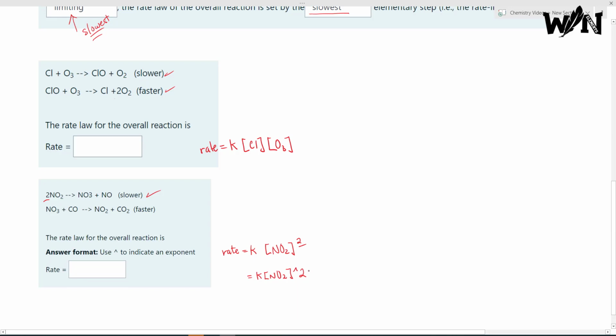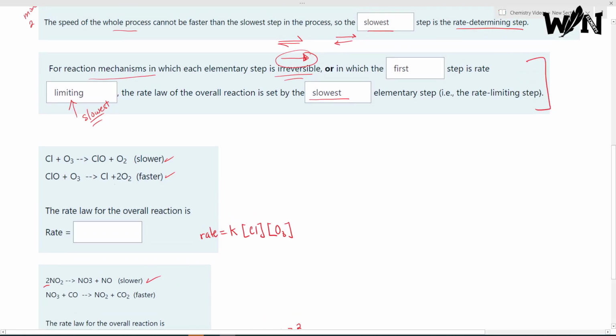So please take the time to memorize this information. This is extremely important. Because in the next video, we are going to look at different situations. What happens when it is reversible? And what happens if the first step is not the rate limiting step? It changes the whole thing a lot.